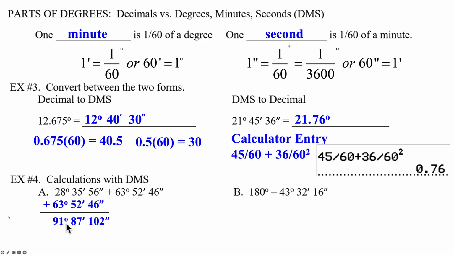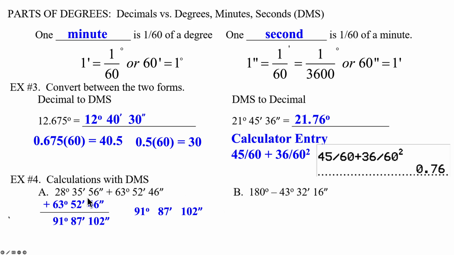Well, we know these numbers are too big because we have gone past 60 minutes. 60 minutes or more can never be in your answer. It's not a proper answer. It's not simplified, if you will. So we'll take our answer, and I'll space things out here just a little bit.